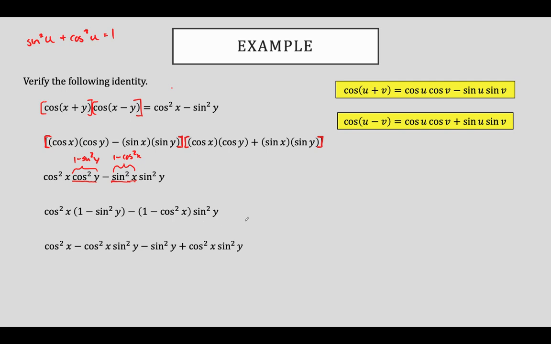All right, so we just did our algebra and distributed. The cool thing here is that I now have some like terms. I've got a minus cosine squared x sine squared y here, and a plus cosine squared x sine squared y here. Well, those are opposites of each other. When I add them together, we end up with 0, and I am left now with cosine squared x minus sine squared y. And that is my final answer. All right, so another example of using our sum and difference formulas, in this case, to verify identities.